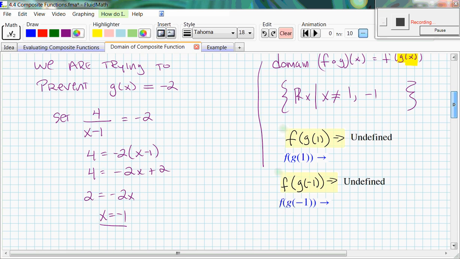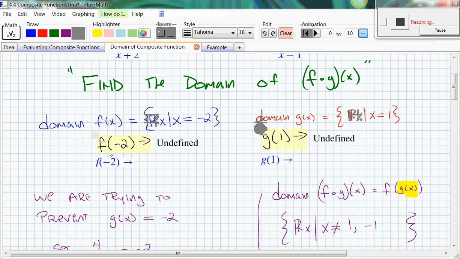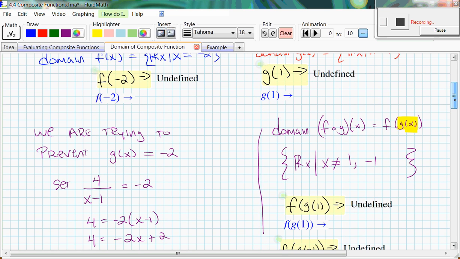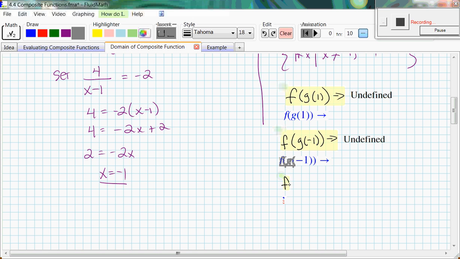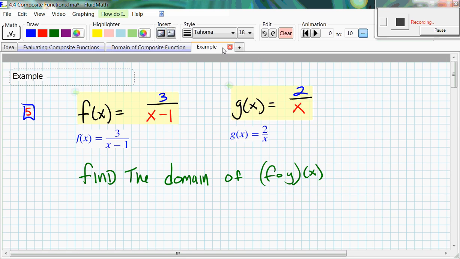But just something that's interesting here, right? When we first started this, we figured out that f of negative 2 is undefined. But when it becomes a composite function, f of g of negative 2 is actually allowed. And that reason is because negative 2 goes through g first, becomes something other than the negative 2, and then goes into f. Okay? All right, we'll do one more example, and that'll be it.